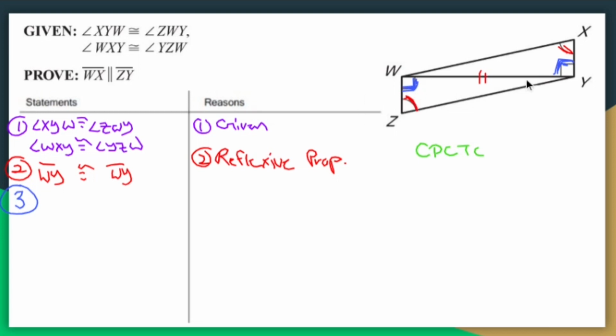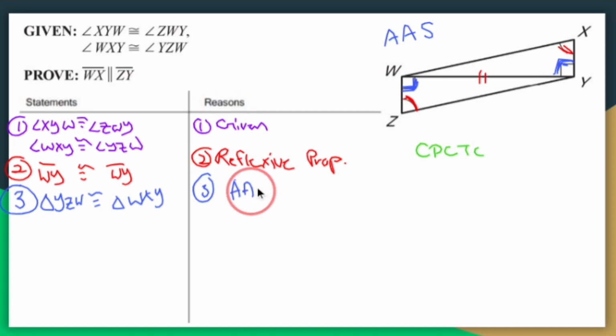Now I have two angles, and a non-included side. That's AAS. So I can say that these two triangles, let's put it in order: Y matches up with W, Z matches up with X. So YZW is congruent to WXY, and the reason for that is AAS.